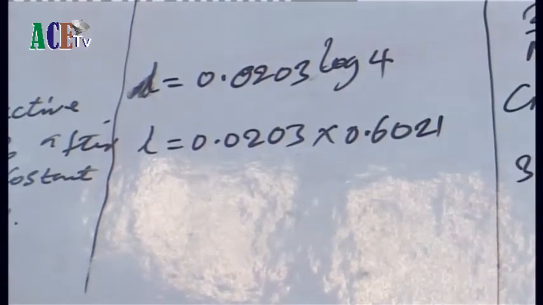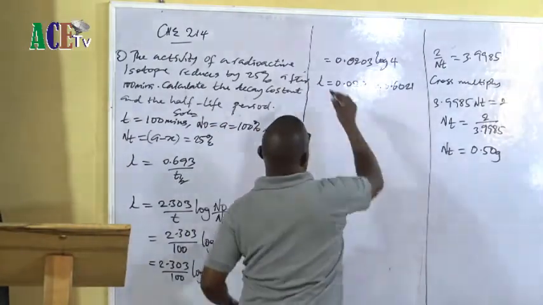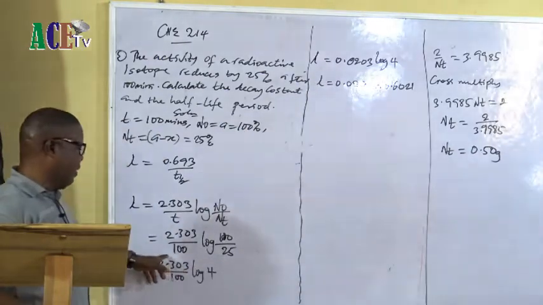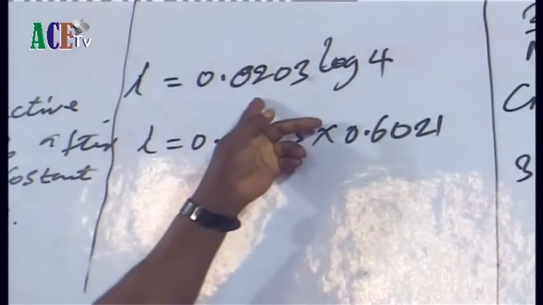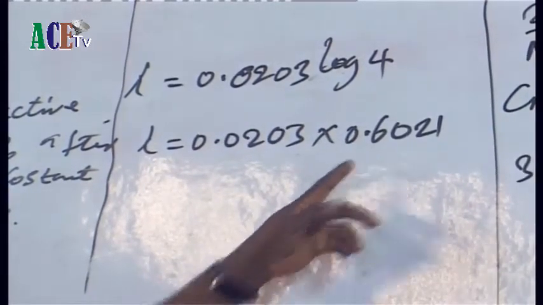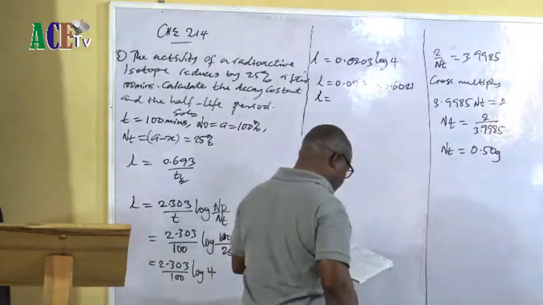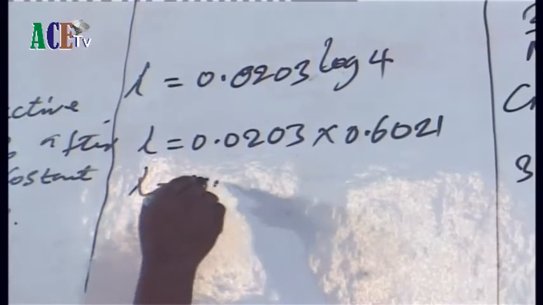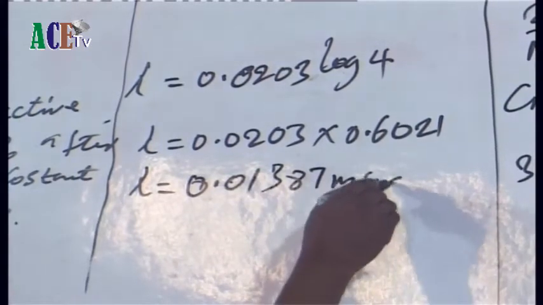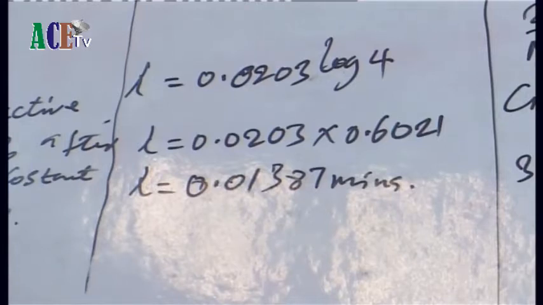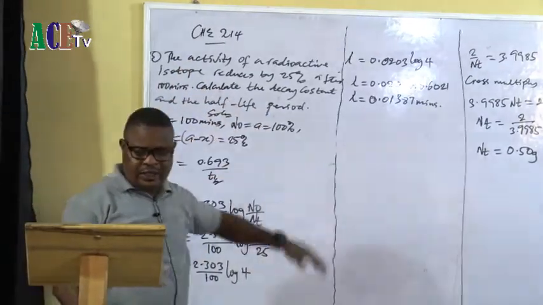So what I've just done here is I divided 2.303 by 100, multiplied by the logarithm of 4. This is the division, and the value of logarithm of 4 is 0.6021. If this is multiplied out, you have your lambda to be equal to 0.01387 per minute. That is the decay constant of the radioactive isotope.